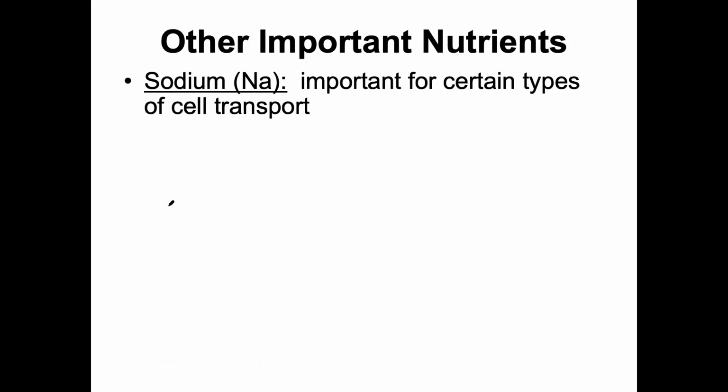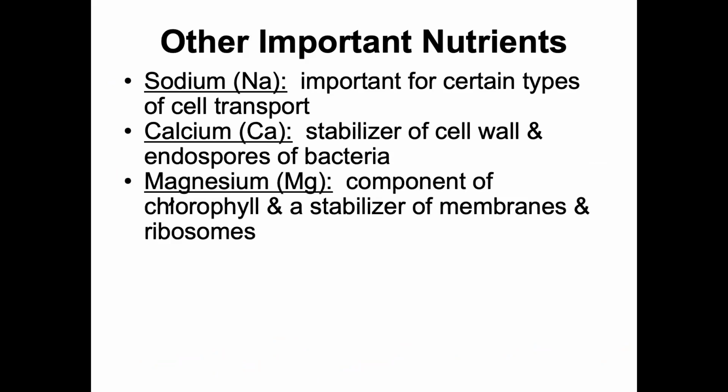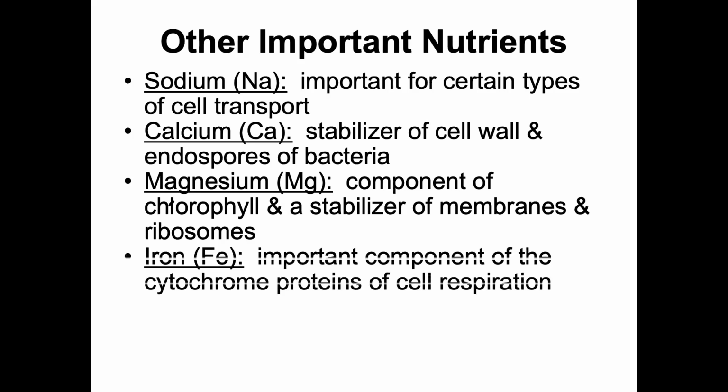Sodium is important for cell transport. Calcium stabilizes the cell wall of endospores of bacteria. We need it for our bones and for blood clotting and muscle contraction and nerve transmission. The bacteria use it for other things. Magnesium is part of chlorophyll and also stabilizes ribosome function, and also stabilizes membranes.